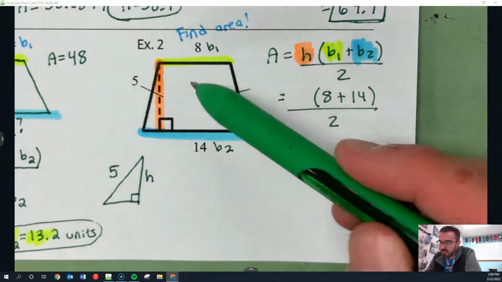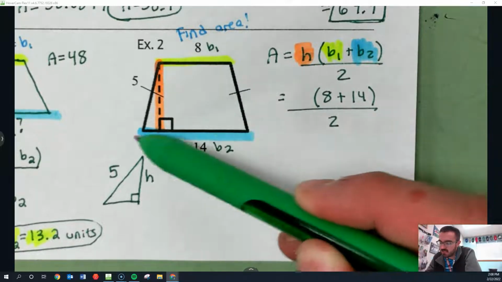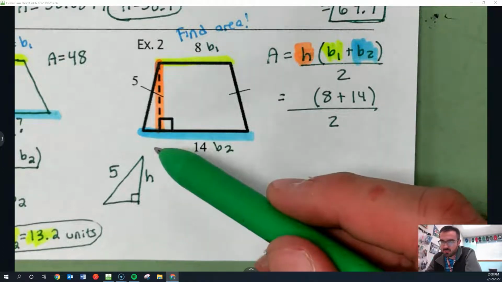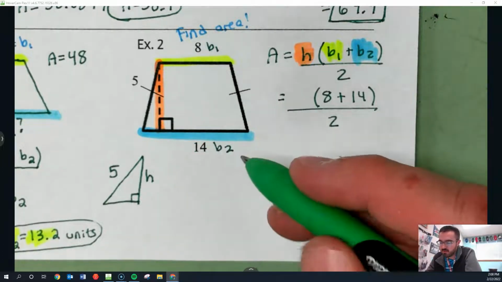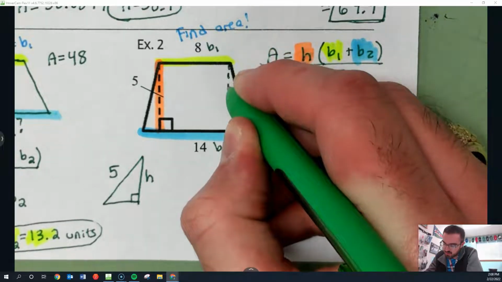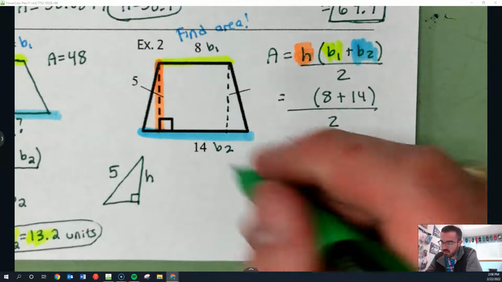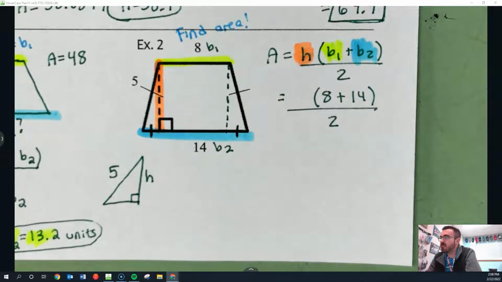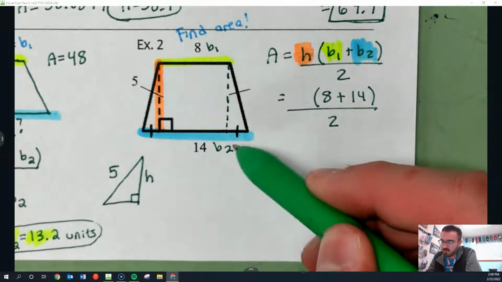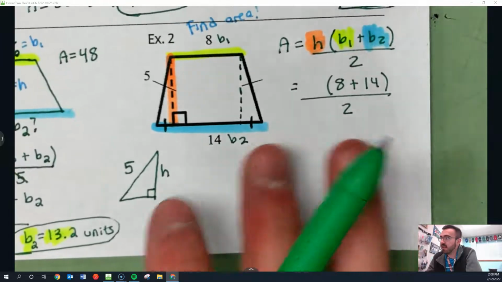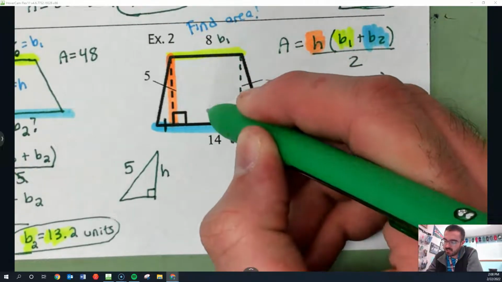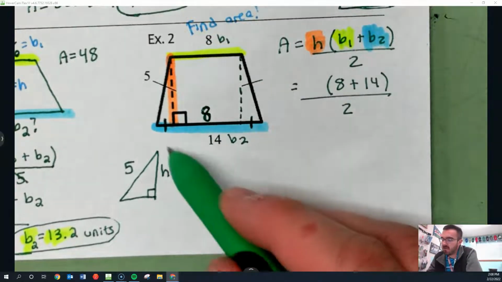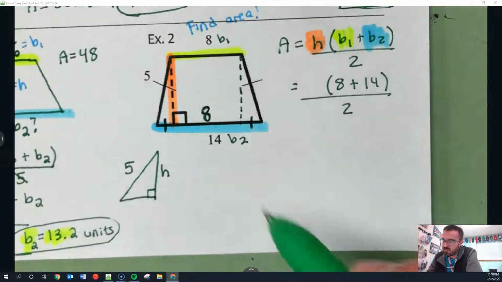You should hopefully see how the yellow line is 8. This part's 14, right? These are symmetrical. This is an isosceles trapezoid, which means if I were to draw another dotted line right here, this line has to be congruent to this line. So stay with me. This part right here has to be congruent to this part. That's the bottom line. So if this yellow is 8, this part right here has to be 8.